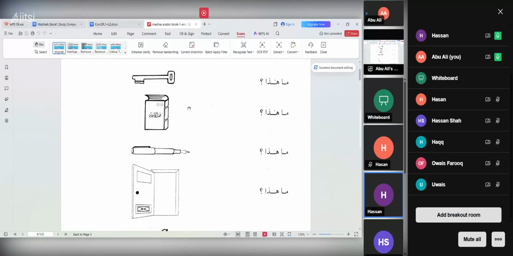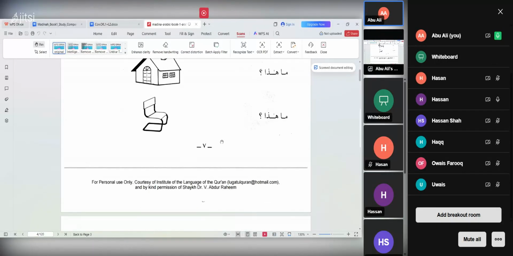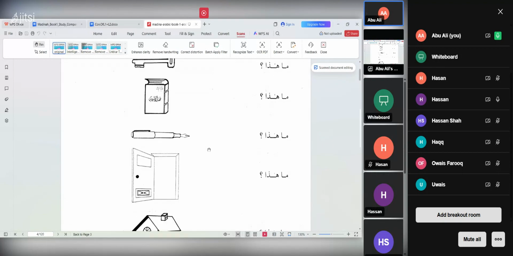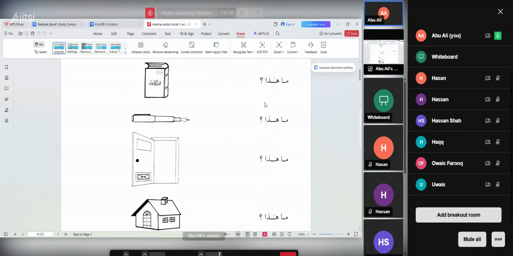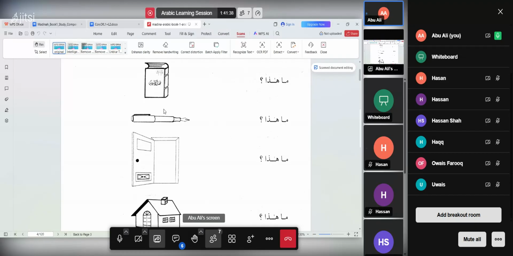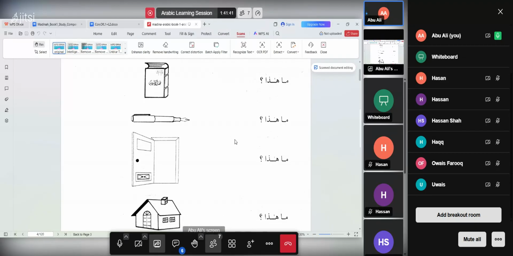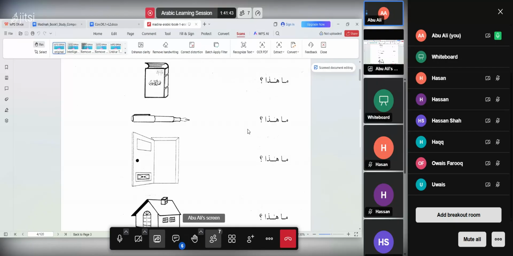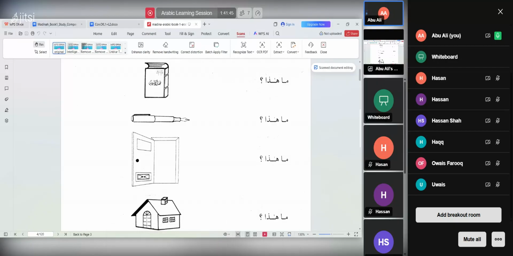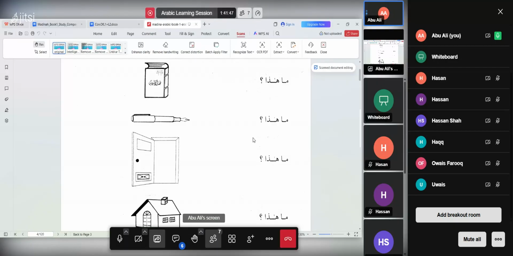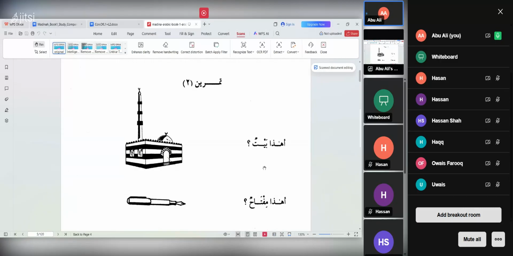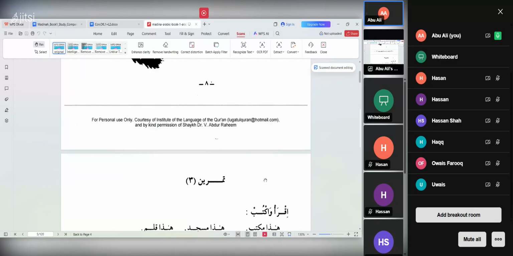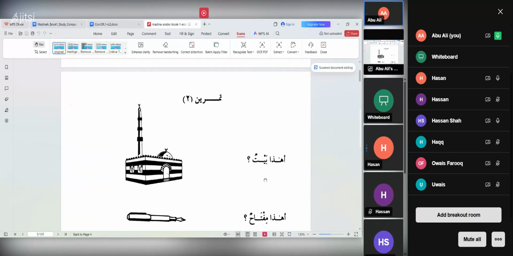You see this تمرين 1, page 7. This is homework. I want you to do it. Solve all of these. Include at least one نعم and at least one لا, so one negative answer and one positive answer. Okay, brothers?